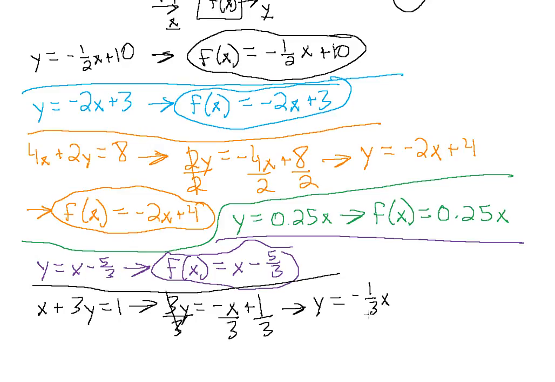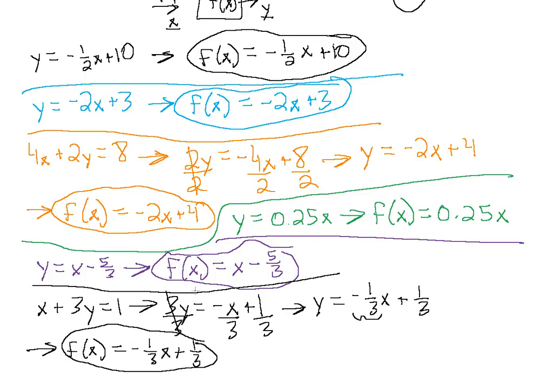It's simpler to write it like this than this because we can more easily see our slope right here, where this is a little more ambiguous. And then we have plus 1/3. All right, so now we have y solved for. This is slope-intercept form. Let's go ahead and replace y with f of x, our functional notation. So we have minus 1/3x on the right-hand side plus 1/3. And that's all there is to it.